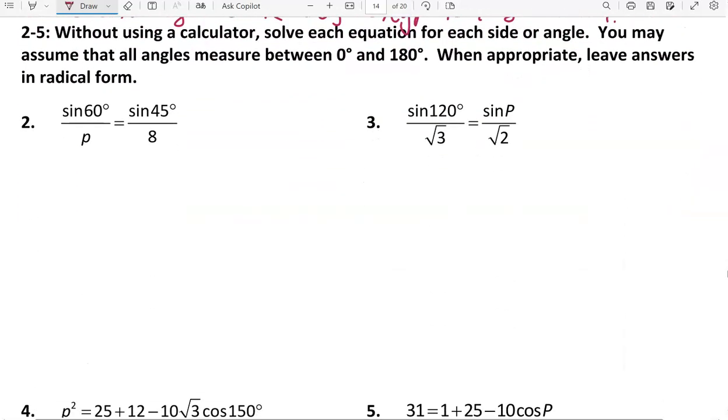All right, let's start with 2 through 5 now. Without using a calculator, we're going to solve each equation for each side or each angle. We may assume that all angle measures are between 0 and 180 degrees, and when appropriate, we're going to leave our answers in radical form. So we're not going to get an approximate answer because we don't have a calculator.